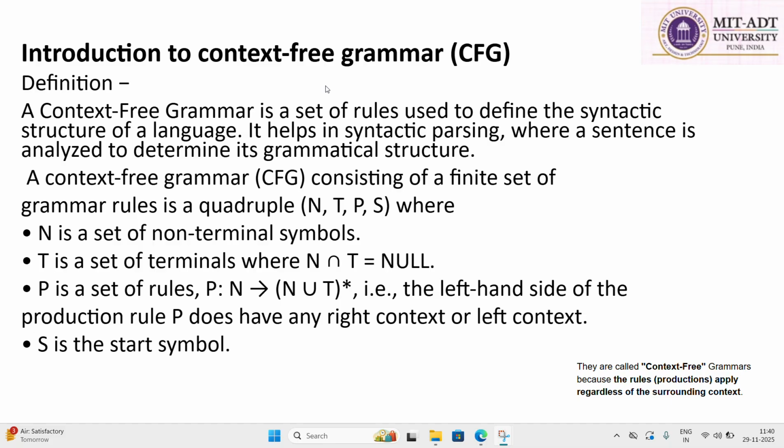Parsers are a main component because this is just the second step. The first step is lexical analysis, the second is syntactic analysis. In syntactic analysis, you need to check the grammar. Okay, same as you learned in TOC, it has four components: terminal, non-terminal, start symbol, and rules. So here you also have these elements N, T, P, S.